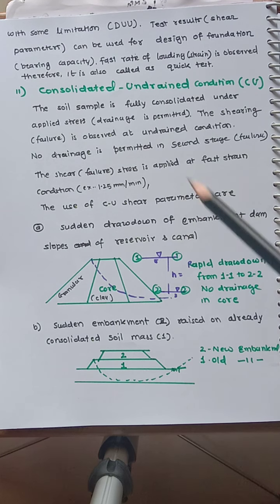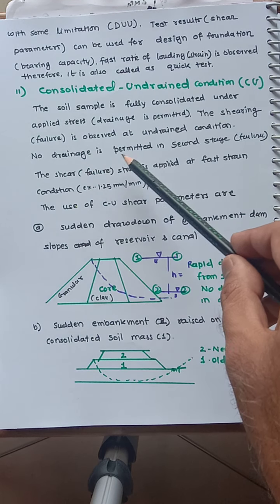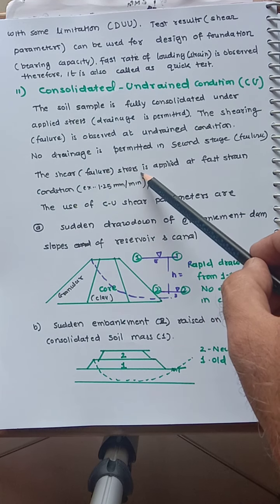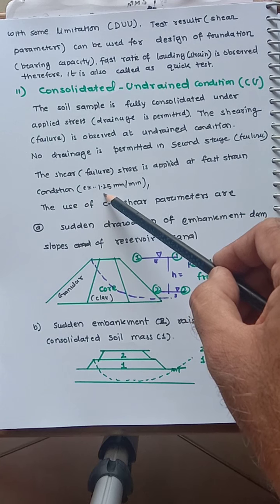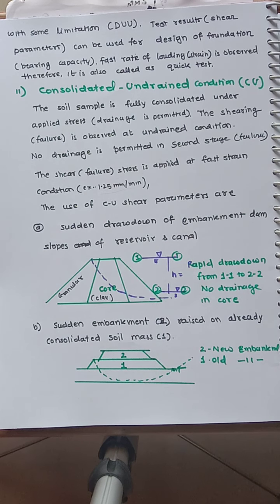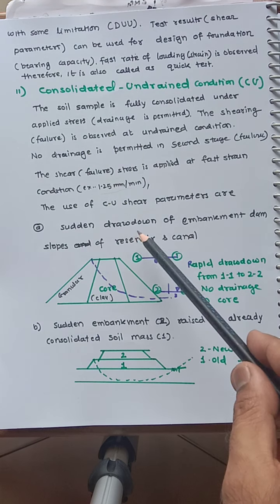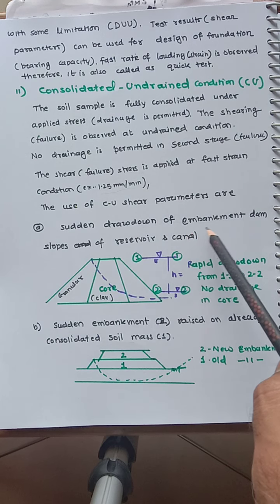Now, as I said, in a box shear test generally the rate is such that during shear it should be a fast application of shear stress in a strain control unit. For example, 1.25 mm per minute is considered a faster rate, so that no drainage is allowed during the second part, that is shear. Example: sudden drawdown of the embankment.